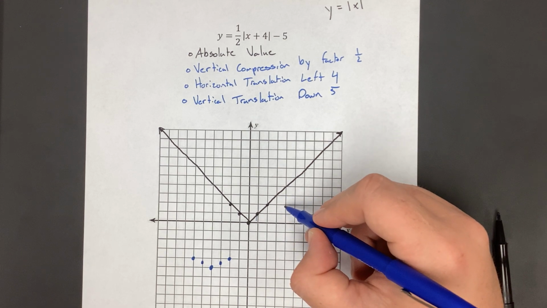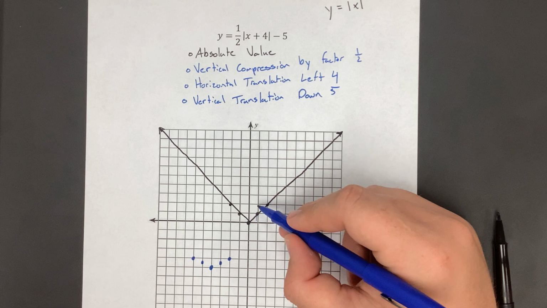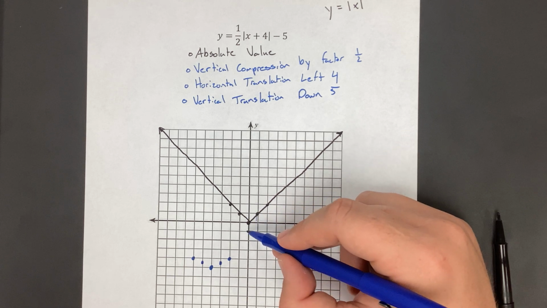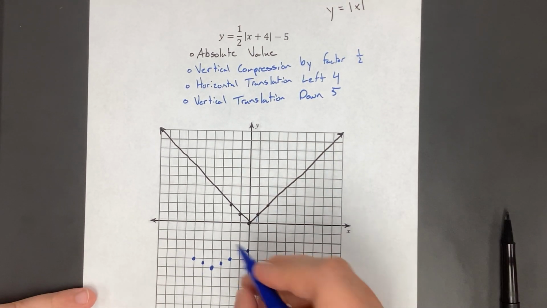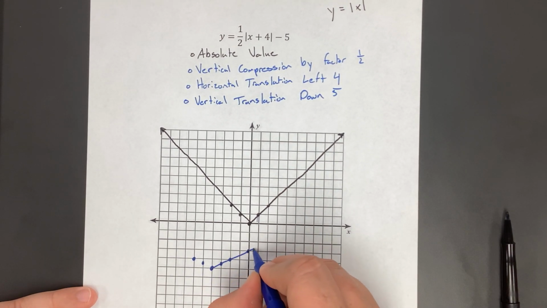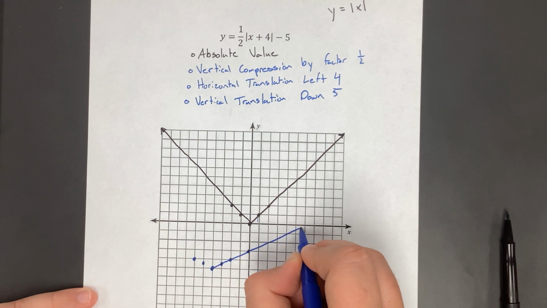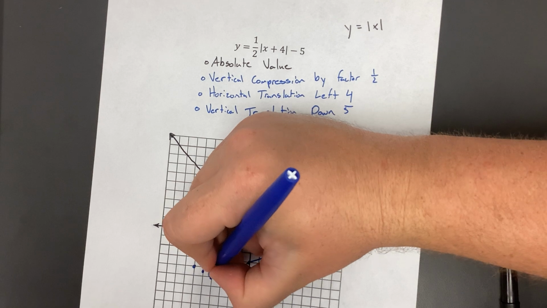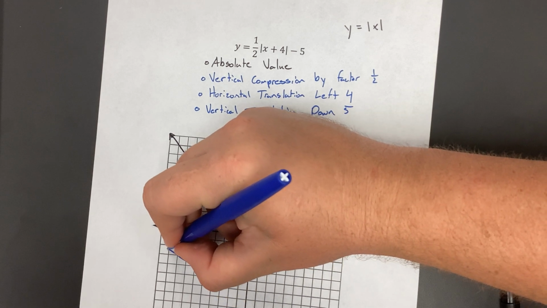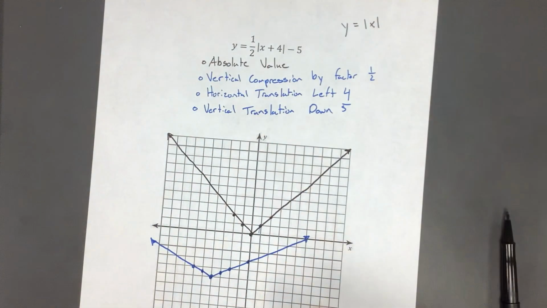And then I move that left 4, 1, 2, 3, 4, 1, 2, 3, 4, 5. Right there. And so I'd have this right here. And then right here we have this. And that would be our transform.